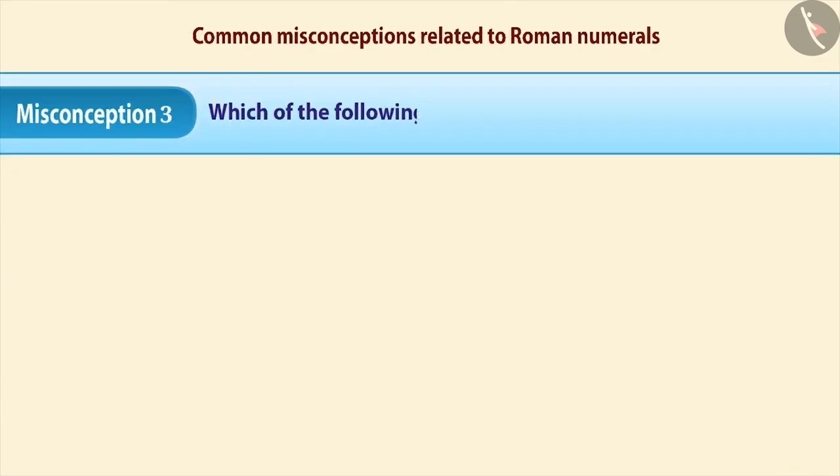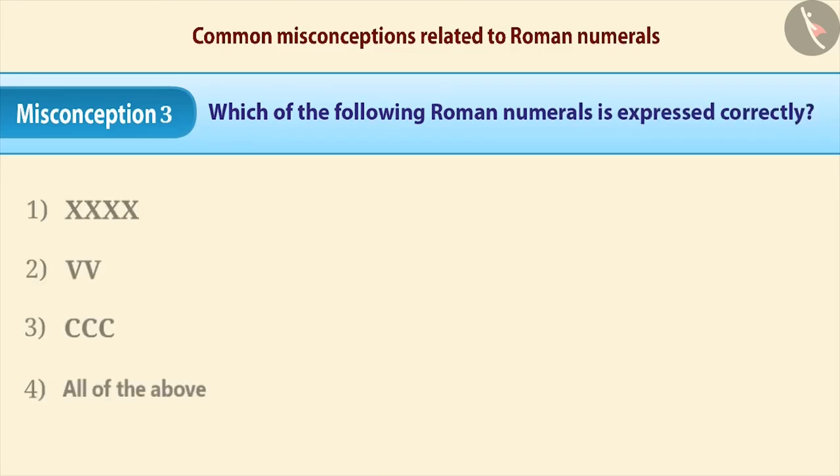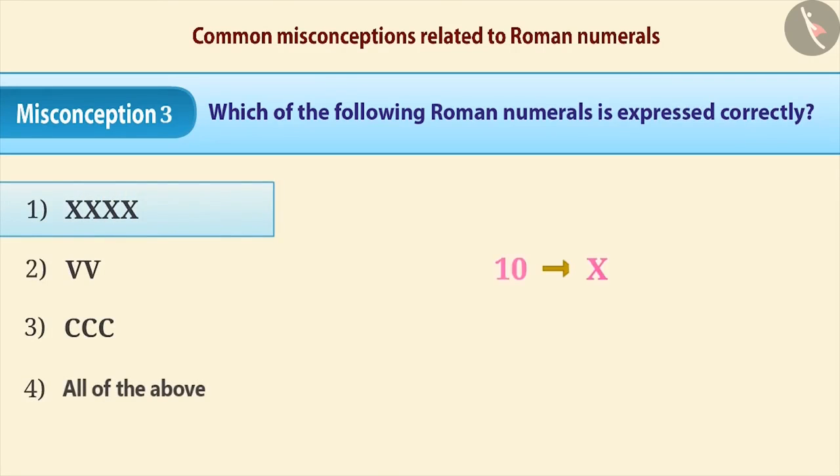Misconception 3. Which of the following Roman numerals is expressed correctly? In option 1, the symbol of 10 is repeated 4 times, although no Roman symbol is repeated more than 3 times. Due to lack of this understanding, option 1 is considered as the correct answer, although it is an incorrect answer.